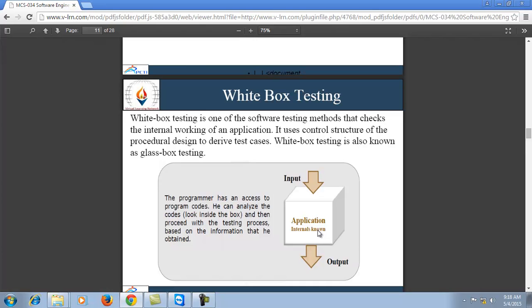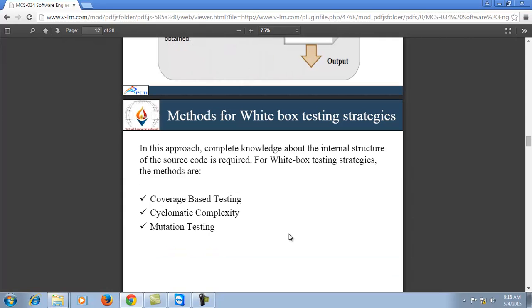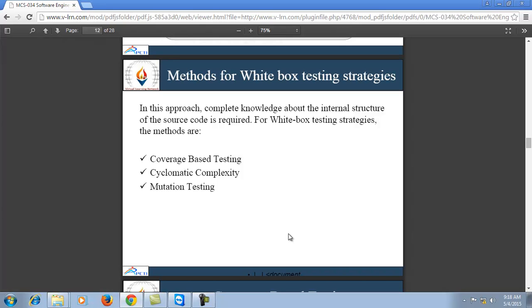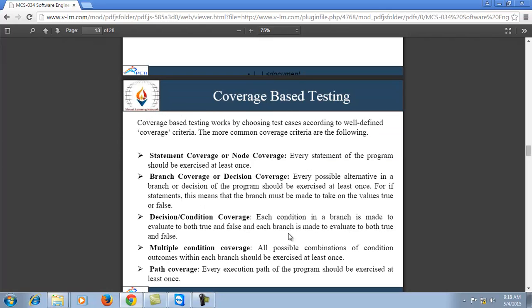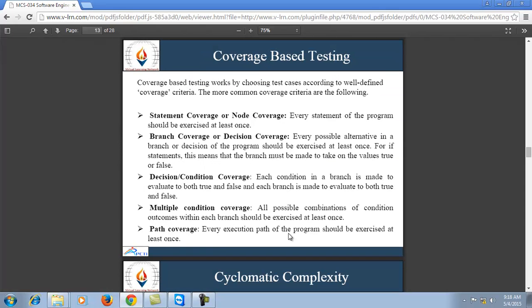White box testing again is looking for input, and that input goes into the application and an output is generated. There are different methods of white box testing also: coverage based testing, cyclomatic complexity, mutation testing. When there are certain changes in the testing, those changes are reflected by means of mutation testing. You can have a view that these testing methods are extensively used in the software part.